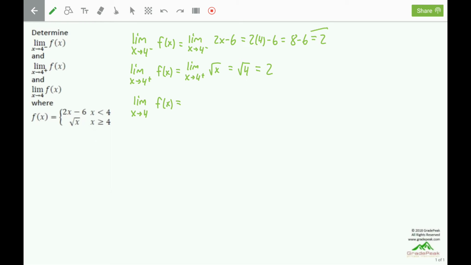So we will go and look at the results of the left side and the right side limits compared to each other. Since they match, they're both a 2, the two-sided limit will also be a 2. And there's the results of the 3 different limits.